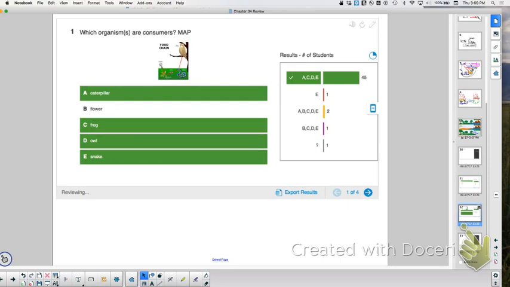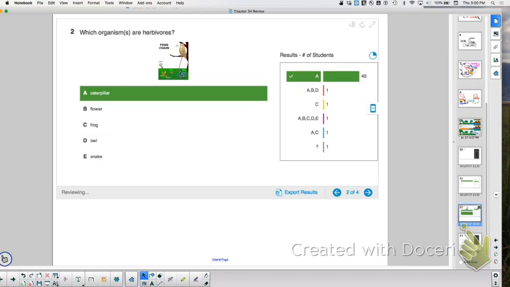Everything on here is a consumer except the autotroph, the plant, which is the flower. All right, everything else is a consumer. Okay, let's look at question number 2. Most of you got that. Which organisms are herbivores? Herbivores are whoever eats the producer. In this case, I can't make it bigger in this picture. What was it? It was a cricket, worm? Caterpillar. The caterpillar was an herbivore because it ate that.